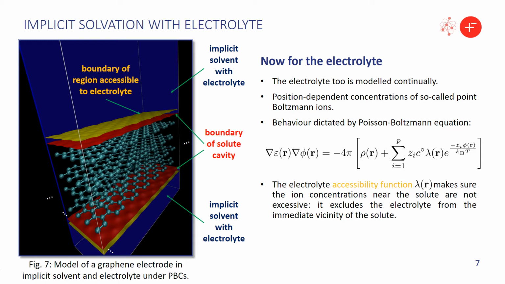We normally keep them away at a slightly larger distance than we keep the solvent away. This is handled by a so-called accessibility function, which dictates where the electrolyte ions can go. You can see it as a sort of orange boundary in the picture.